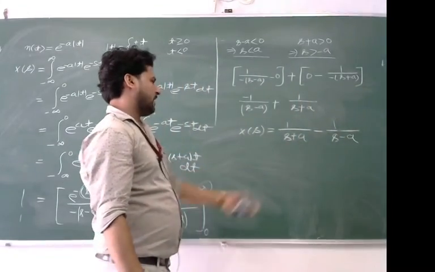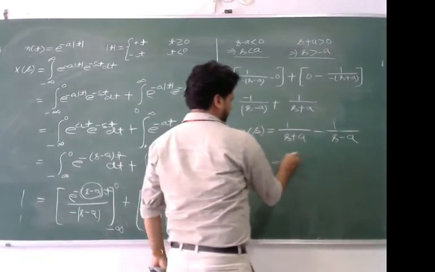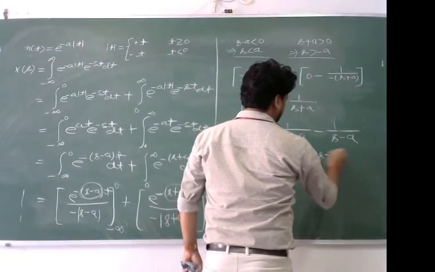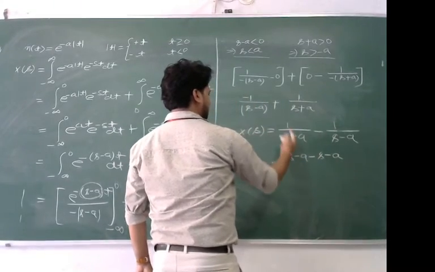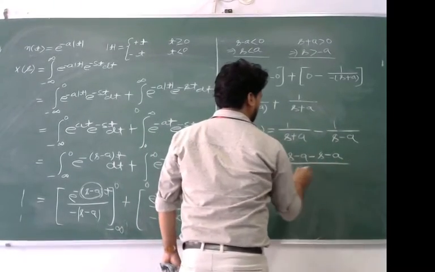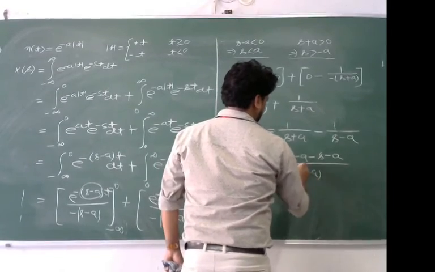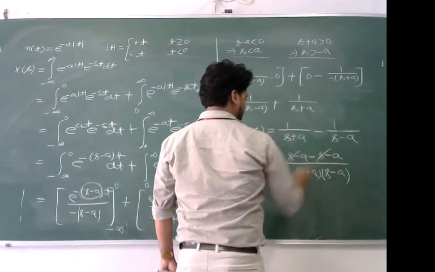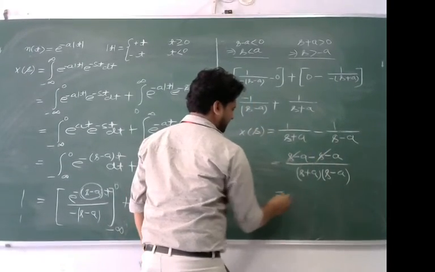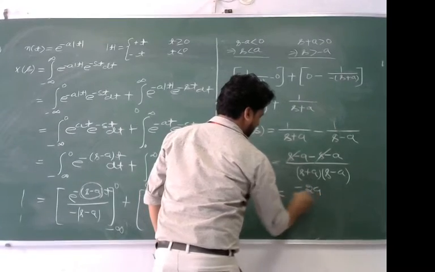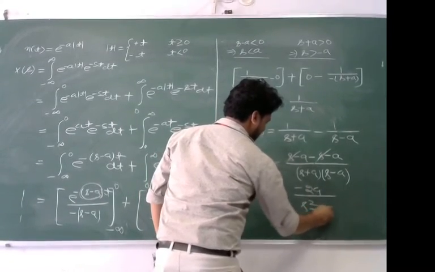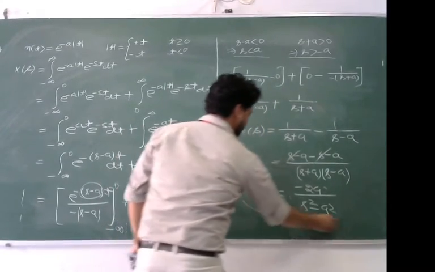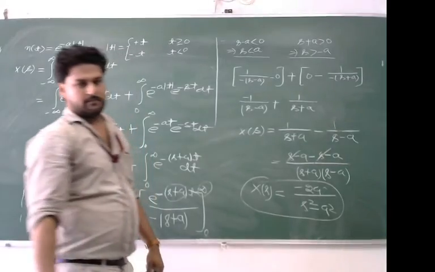Further, this can be simplified in two steps. This will become s minus a minus s minus a upon s plus a into s minus a. This s and this s will get cancelled. This will become minus 2a upon s square minus a square. This is the Laplace transform of the given function e power minus a mod of t.